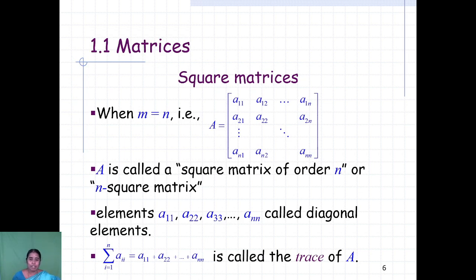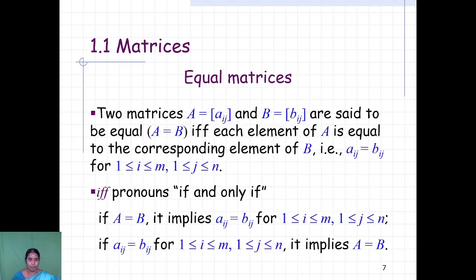Here the elements A11, A22, etc. up to Ann are the diagonal elements. The summation of Aii for i equal to 1 to n means the sum of the diagonal elements, which is called the trace of the given matrix A.